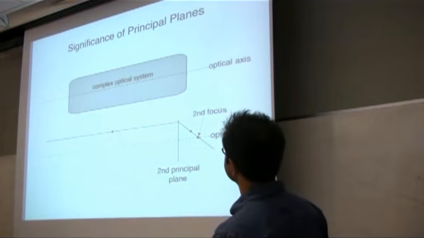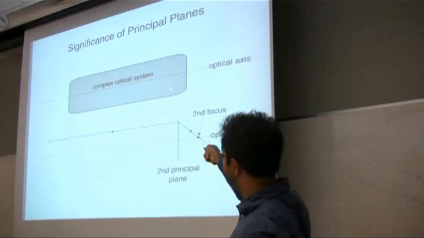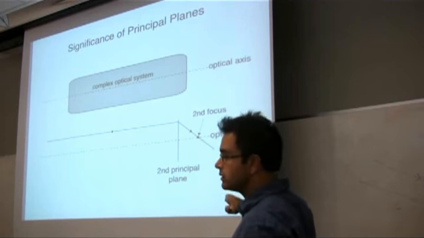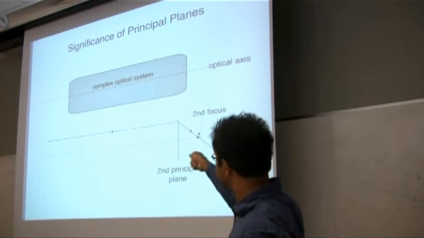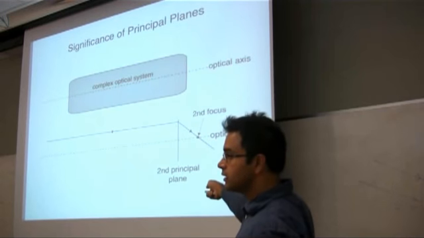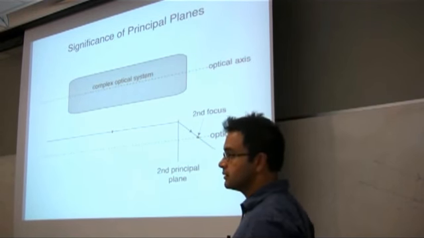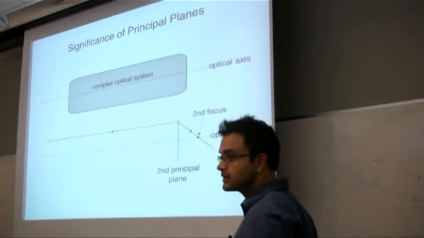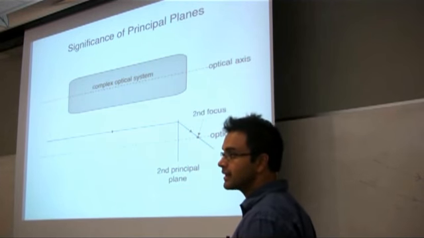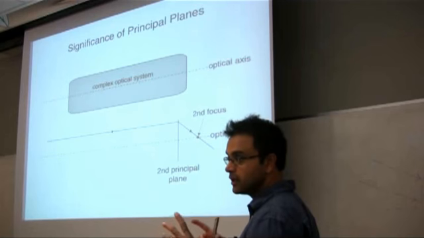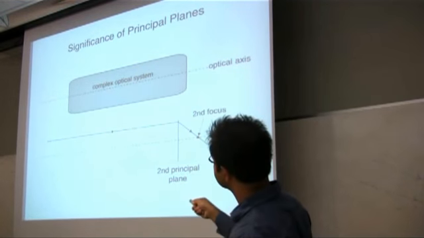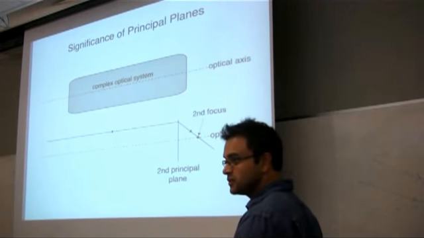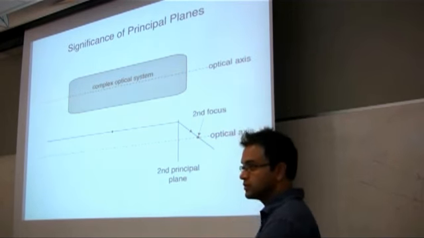Again, the significance of the principal plane is that you can take a very complicated optical system and replace it, as an abstraction, by just a plane. Which means if I have a ray that comes in parallel to the optical axis, and I know the location of this plane, I can predict exactly where it will focus, for any complex optical system, as long as I know where this plane is. So that's the advantage. It's another tool, just like the matrix. Any complex optical system, you can still write a matrix: M11, M12, M21, M22. So the principal planes are just another tool.